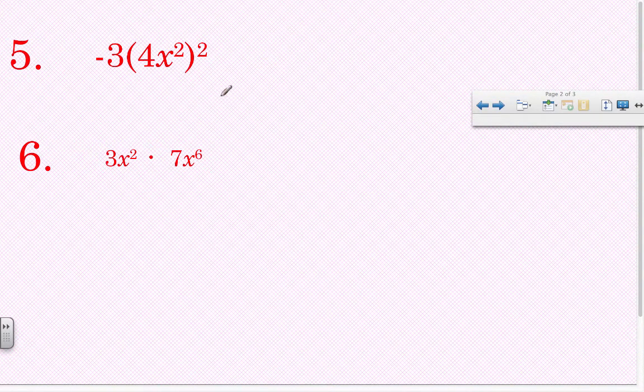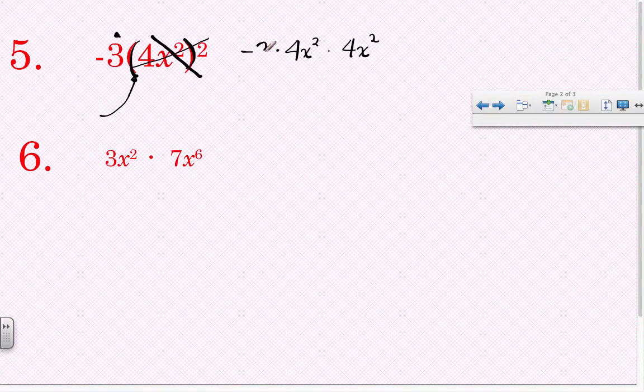All right, a couple more to play with. And again, here are those parentheses. So notice who is getting squared. Just the 4x squared. So I'm going to take 4x squared, and I'm going to write it twice. Remember, I'm writing out my repeated multiplication. So I did this command of math, and then the last command they're asking me to do is to multiply it by a -3.